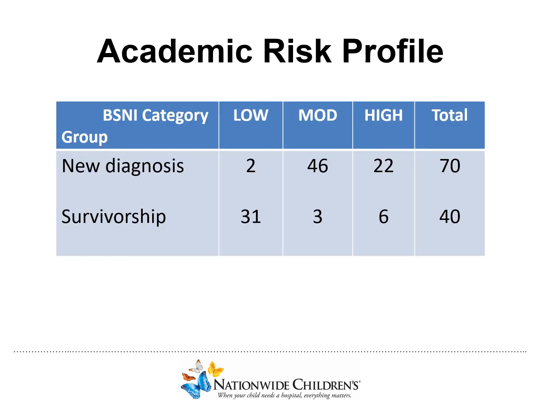So this is what the academic risk profile looked like for the 2 groups. And I think that this is a very interesting piece of information. The survivorship group were much lower risk or lower need than our newly diagnosed folks. And the survivorship data that we collected matches pretty closely with the population that Cincinnati used to validate their tool.